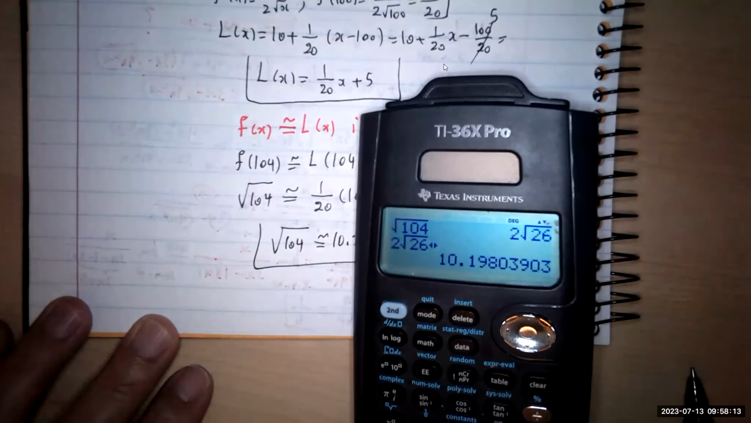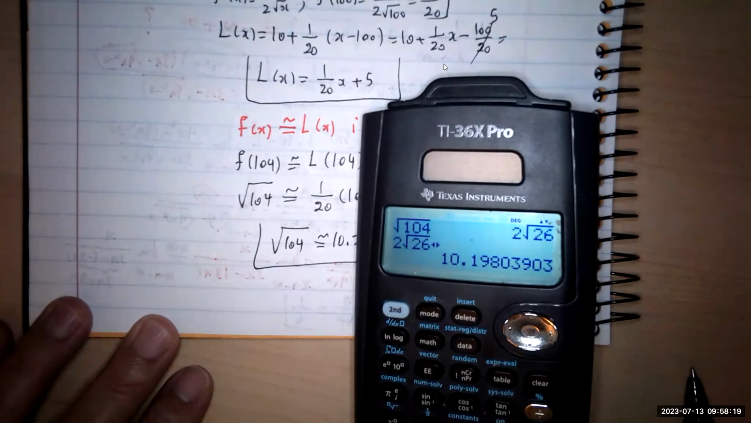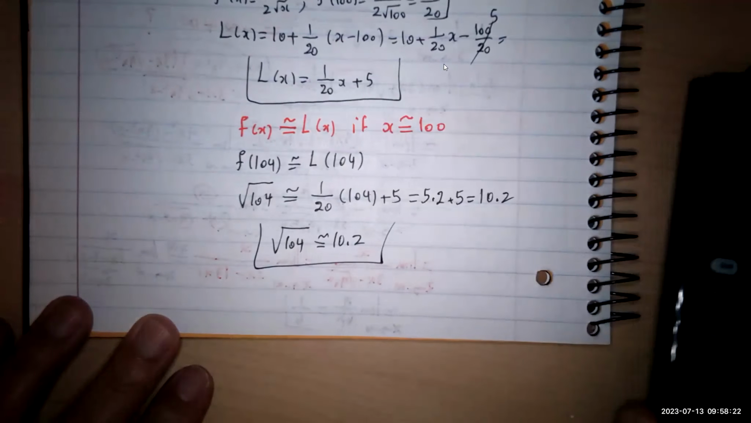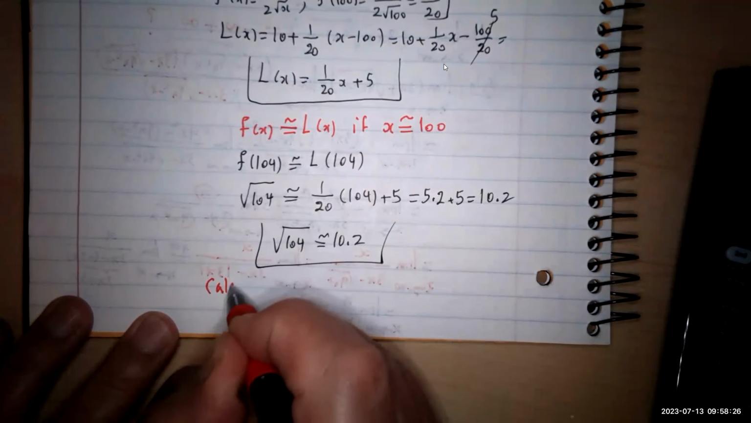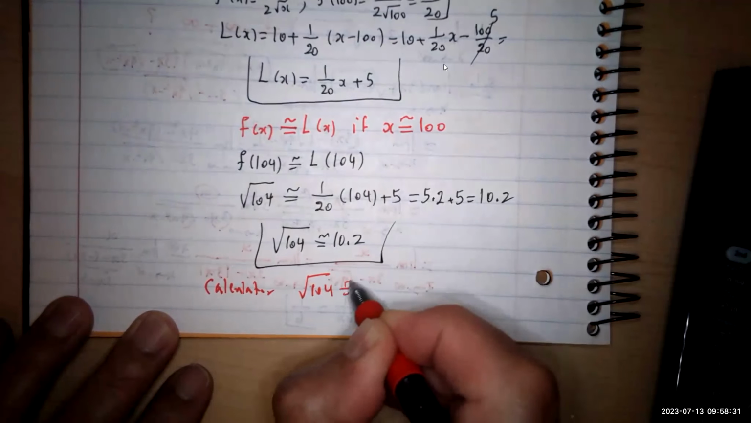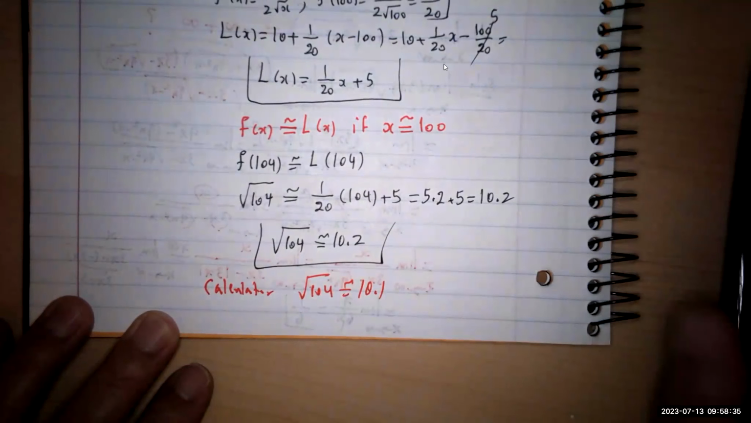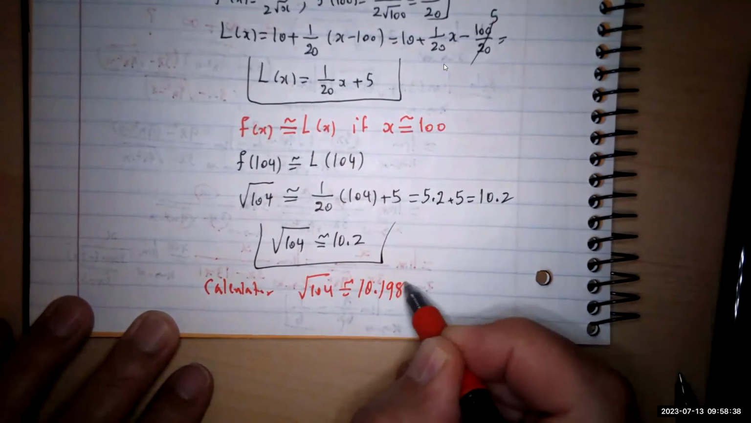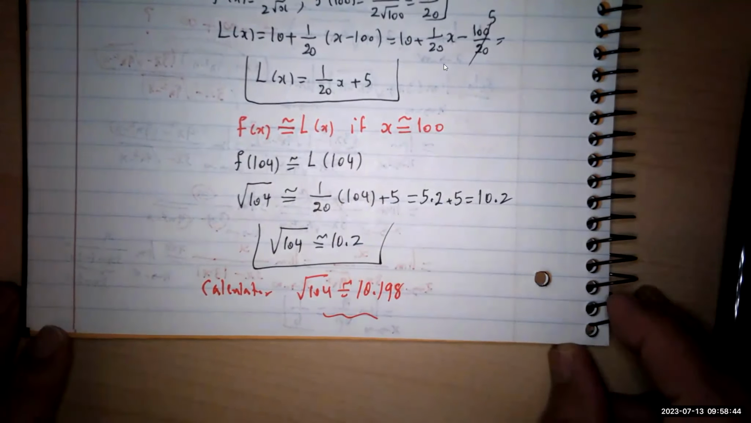Okay, as you can see, 10.198, which is almost 10.2. But you write this one on the test, exactly the same thing. You show that you did check it. So calculator, the square root of 104 is going to be 10.198. Okay, a good job, because this is almost 10.2. Okay, so this is the notion of the tangent line approximation.